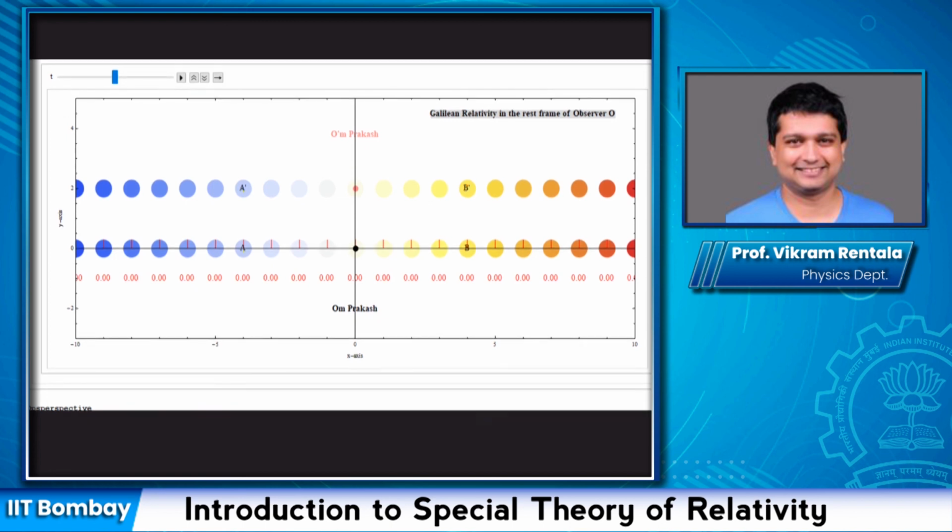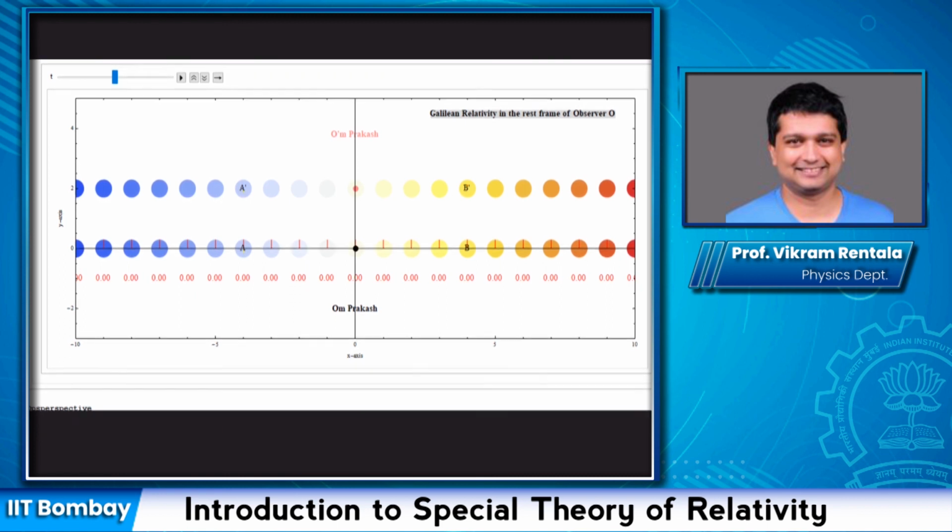Now let's assume that at time t equal to 0, when O Prakash and O prime Prakash pass each other, there is a lightning strike that occurs simultaneously at two different points, A and B. So Om Prakash's friend over here, A, is a distance of 1, 2, 3, 4 meters away to the left, and friend B is at a distance of 1, 2, 3, 4 meters to the right. So Om Prakash is sitting at the midpoint between these two friends. Both these friends experience a lightning strike.